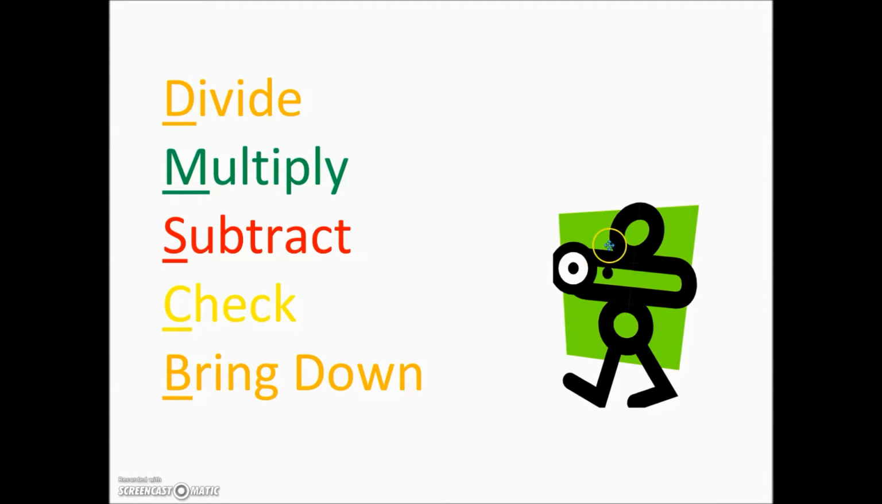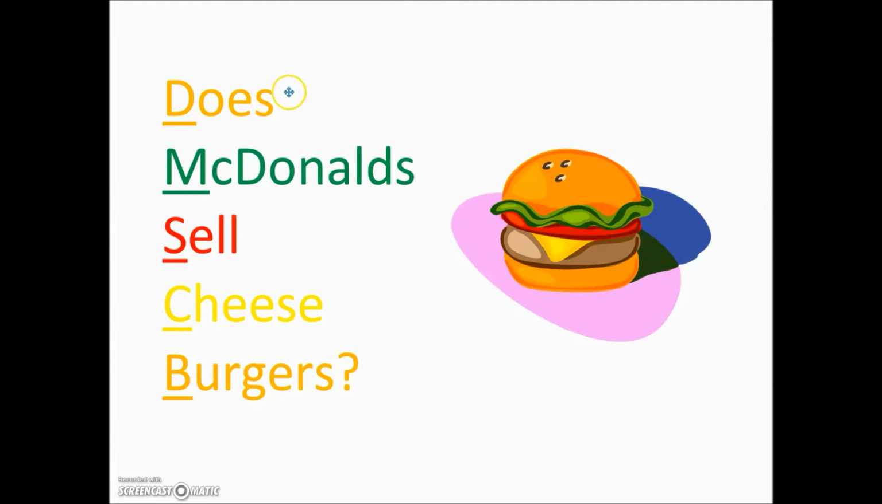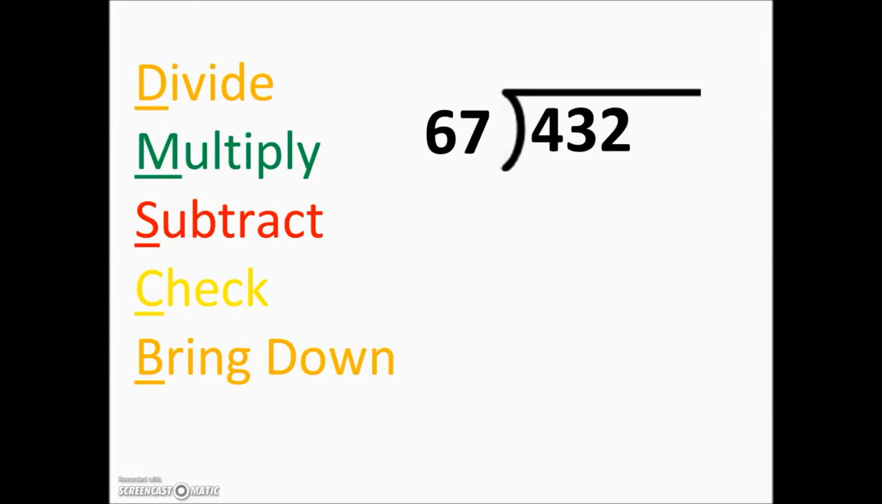Today we talked about long division. The steps for long division are divide, multiply, subtract, check, and bring down. You can remember this by remembering, "Does McDonald's sell cheeseburgers?" Just write down the first letter of each word in that sentence, and then you'll remember the steps: divide, multiply, subtract, check, bring down.